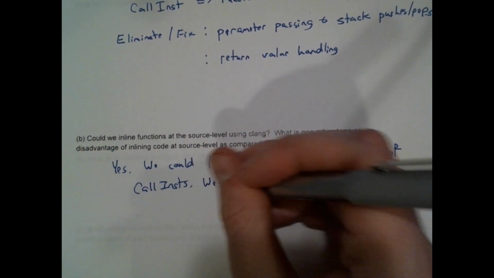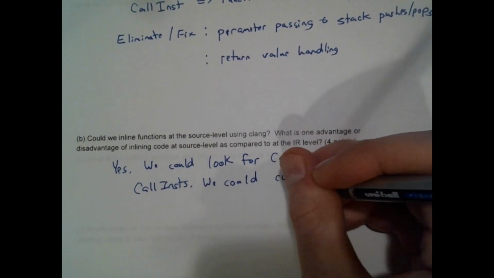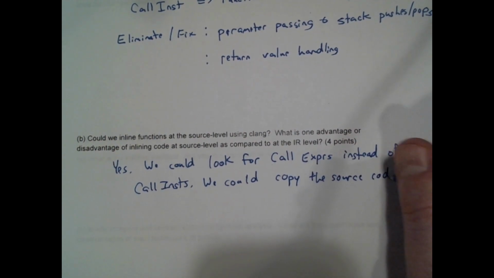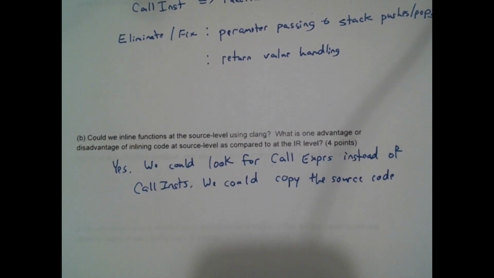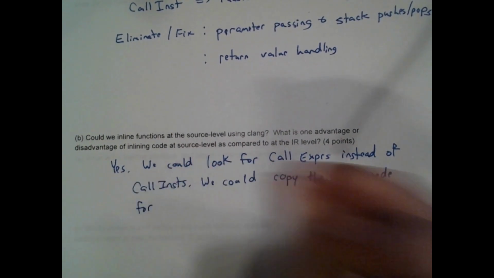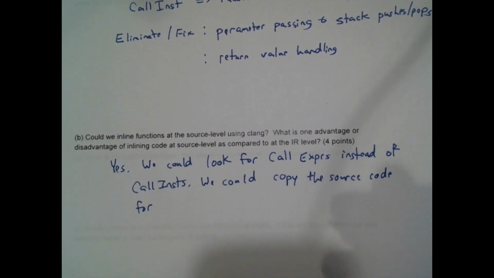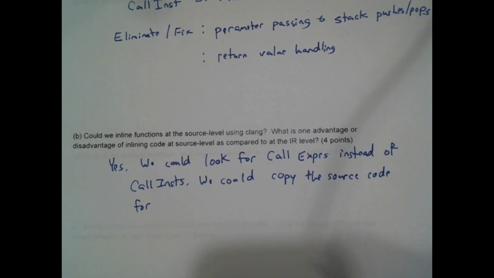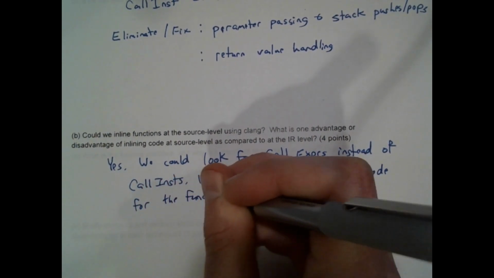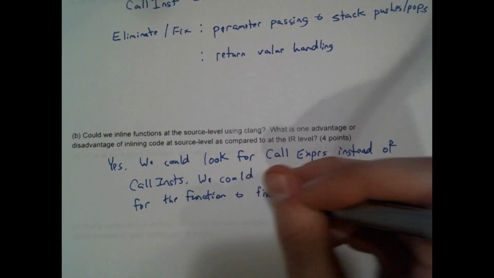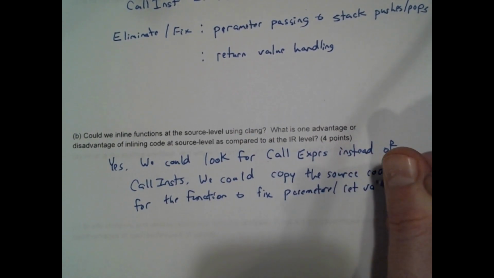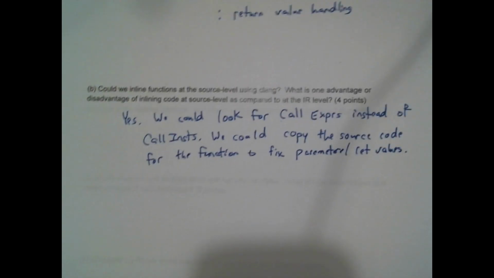Then we could copy the source code for the function, and do the same sort of stuff to fix up the parameters so they go into the right place, and fix up the return value so it goes into the right variable. We could copy it directly from there. This is actually how macros generally work in the preprocessor. So we could copy the source code for the function and fix parameters and return values. There are a couple things we'd have to fix up again.